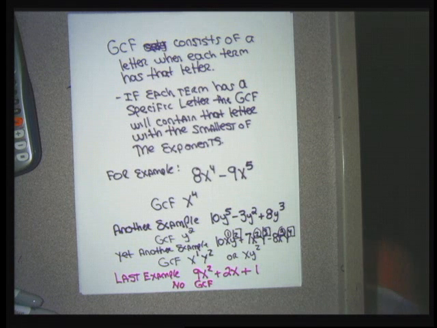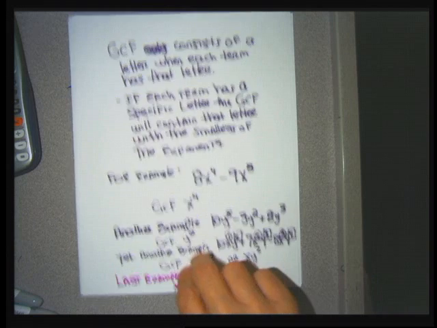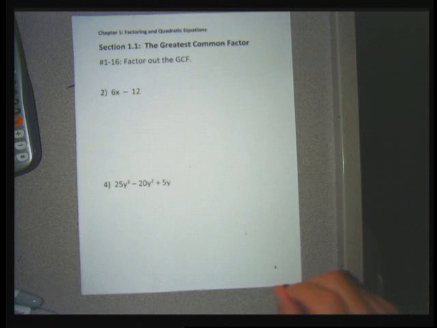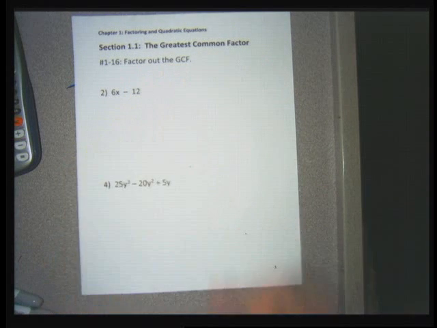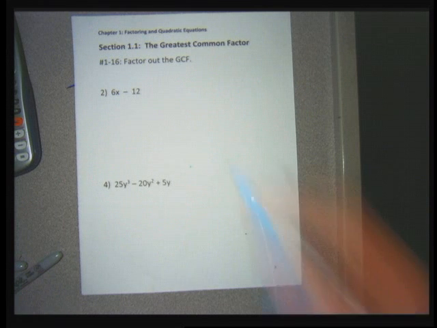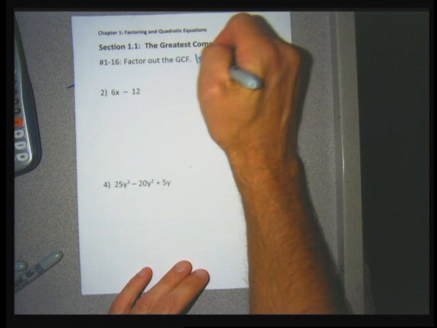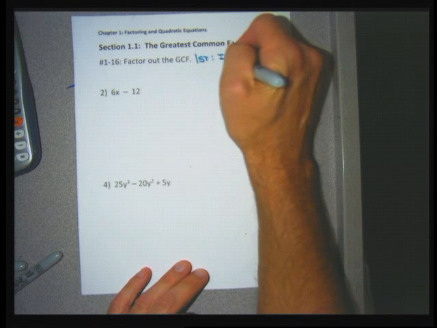So that's the concept of greatest common factor, and it's important to understand how to look at a polynomial and figure out the number part and the letter part of a greatest common factor. Once we identify the greatest common factor, the section wants me to do something with it. Specifically, the section wants me to factor out the greatest common factor. So in each of the problems between 1 and 16, I'm going to do this. First, I'm just going to identify the GCF.